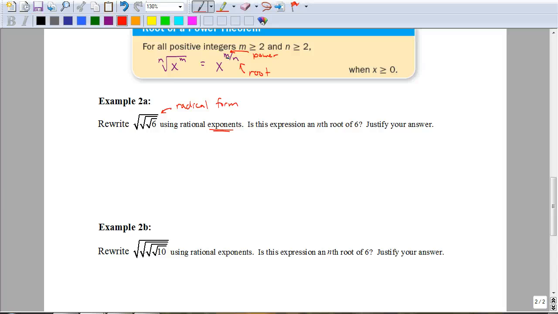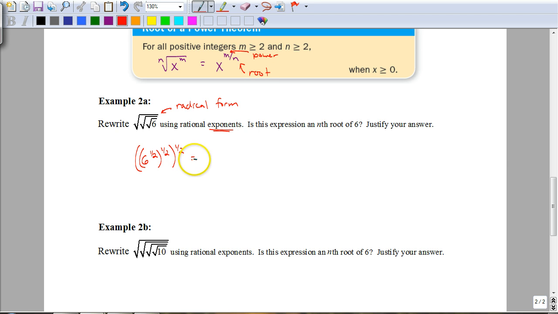And so what we're going to do here is we're going to look at this as being 6 to the 1/2 power represents just this first root. 6 to the 1/2 power raised to the 1/2 power represents these first two roots. 6 to the 1/2 power to the 1/2 power to the 1/2 power represents all three of those roots.